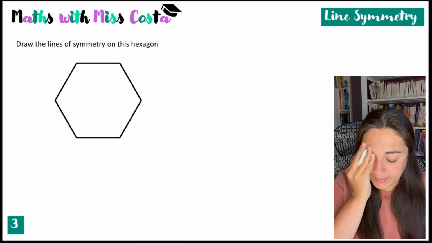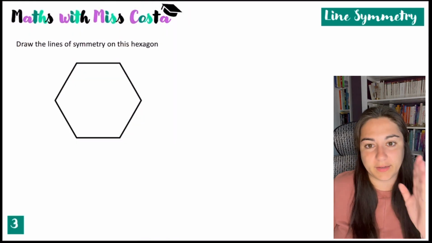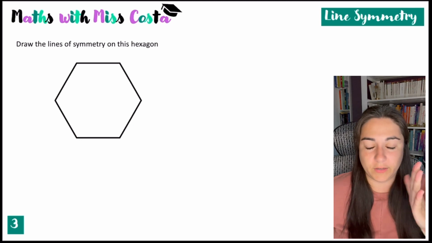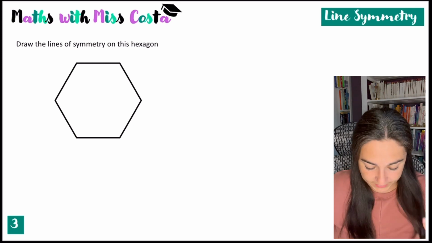Okay, draw the lines of symmetry on this hexagon. So lines of symmetry are literally, if you put like a mirror halfway, wherever you think your line of symmetry is, would it reflect back on itself? Or if you folded the shape, would it fold onto itself?